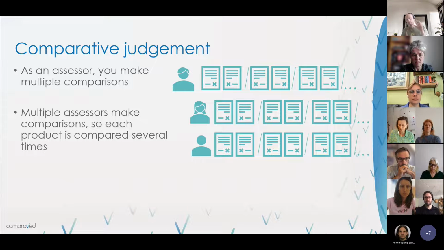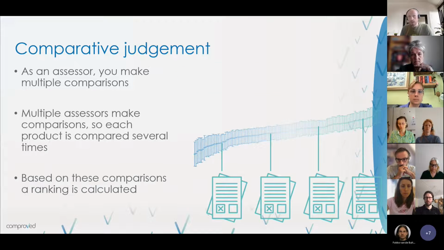Your colleagues or other assessors are also making those kind of judgments. So one paper of a student will appear in different pairs by different assessors. So more than one assessor will look at the paper. And out of those judgments, we can calculate a rank order from the lowest quality to the highest quality.